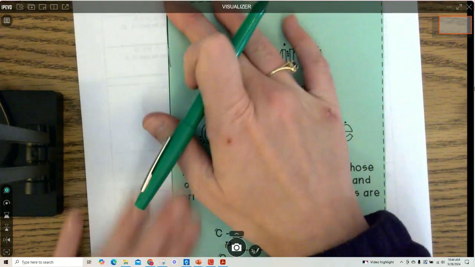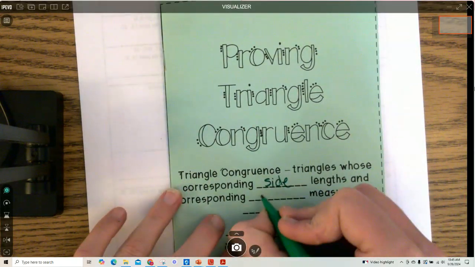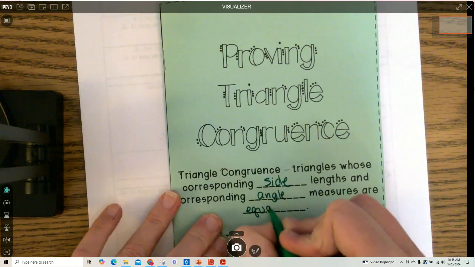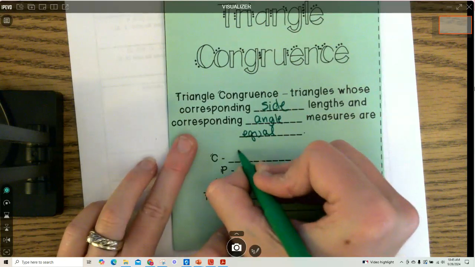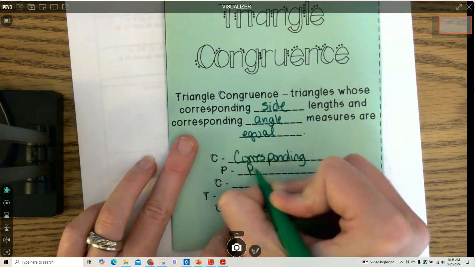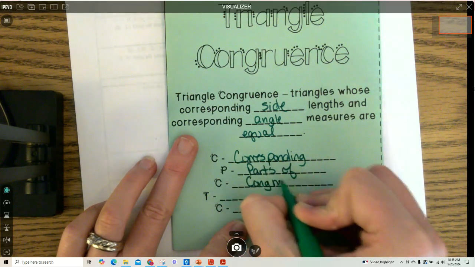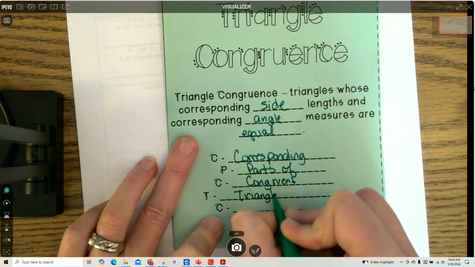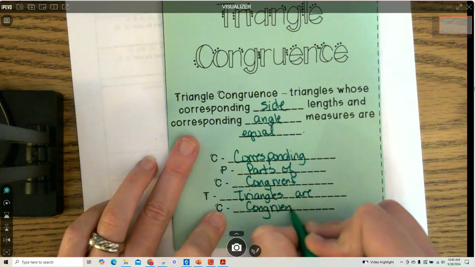So, triangle congruence: triangles whose corresponding side lengths and corresponding angle measures are equal. All right, and then we've got this little acronym down here, and this stands for corresponding parts of congruent triangles are congruent, meaning they're the same.